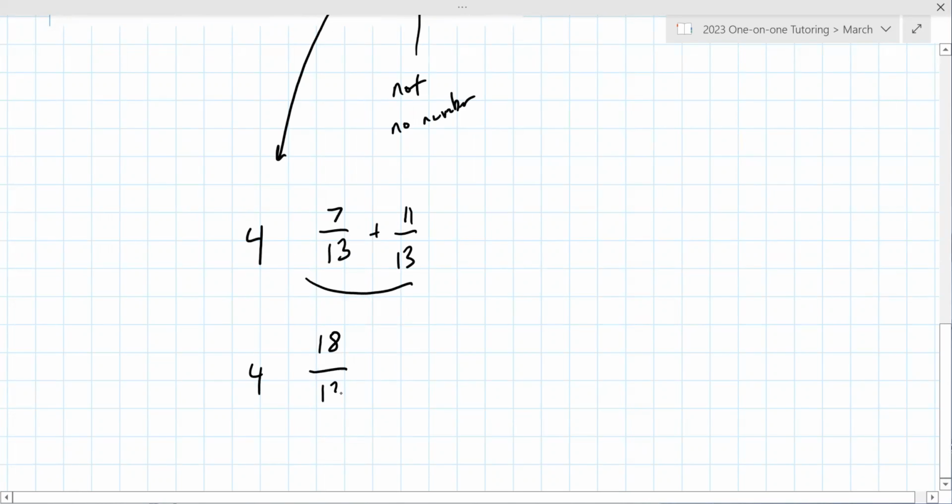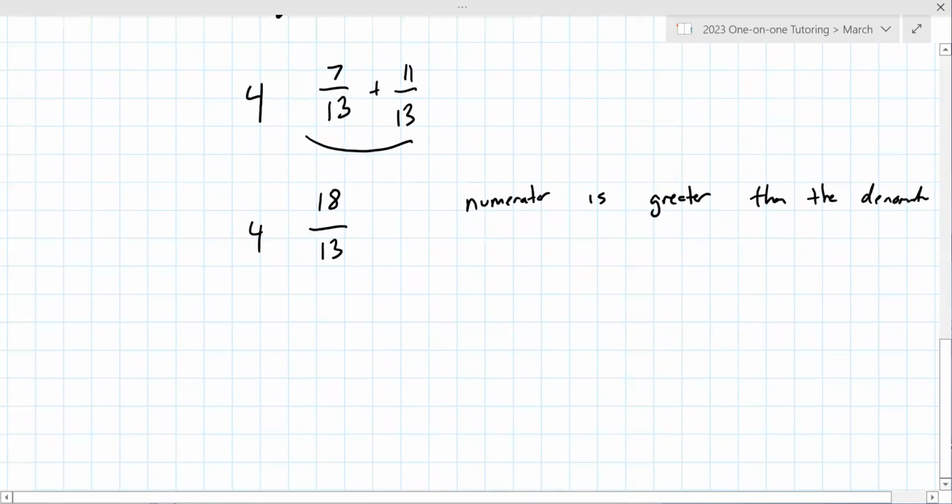Okay. Now, do you see that the numerator is greater than the denominator? Yes. So that's bad, and that means we have to do something. Like we're not done. So we're gonna split this apart.